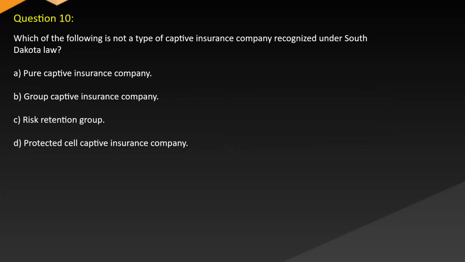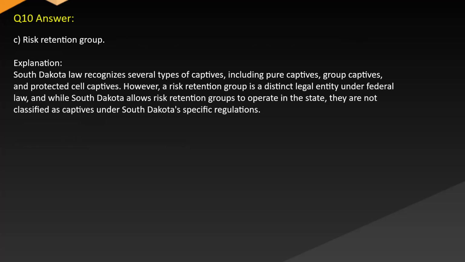Question 10. Which of the following is not a type of captive insurance company recognized under South Dakota law? A. Pure captive insurance company. B. Group captive insurance company. C. Risk retention group. D. Protected cell captive insurance company. Answer. C. Risk retention group.